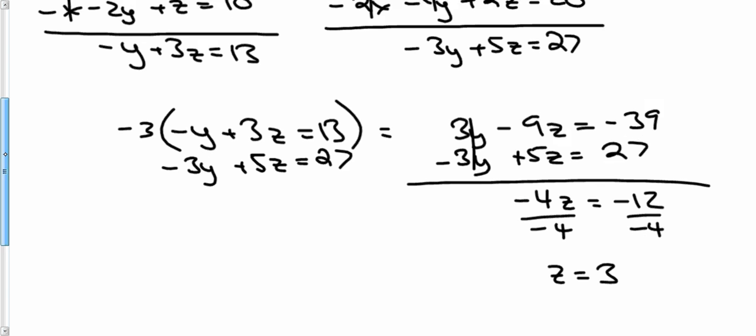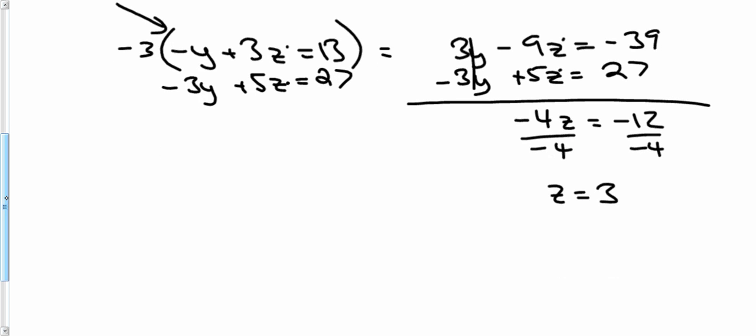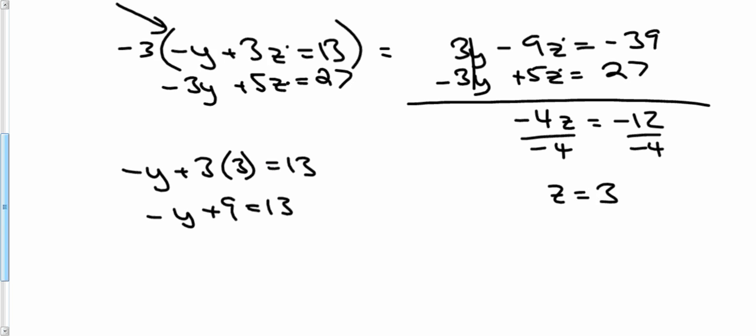Now we have to start working backwards. Okay. So I have 4 choices for z. I can put it there, there, there, or there. Okay. I'm going to pick my original equation, which would be this one right inside the parentheses. So that tells me that negative y plus 3 times 3 for z is equal to 13. So negative y plus 9 is equal to 13. Subtract 9 from both sides. So negative y is going to be equal to 4, which means positive y is going to be equal to negative 4.